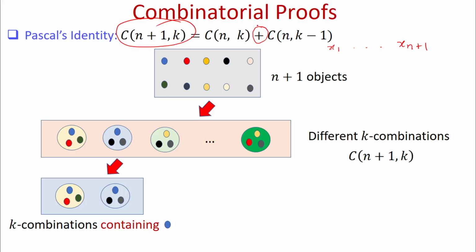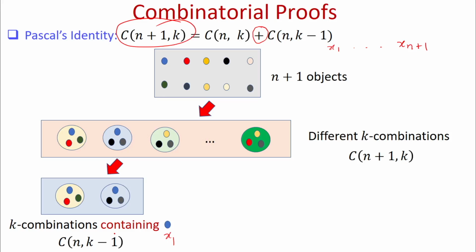You consider all k combinations that you can form out of those n plus 1 objects where a specific object is always present, say the object x1 is always present. And the number of such k combinations is nothing but C of n comma k minus 1. Because if the object x1 is always going to be included in the k objects which you are finally choosing, then you have to worry about how many ways you can pick the remaining k minus 1 objects.